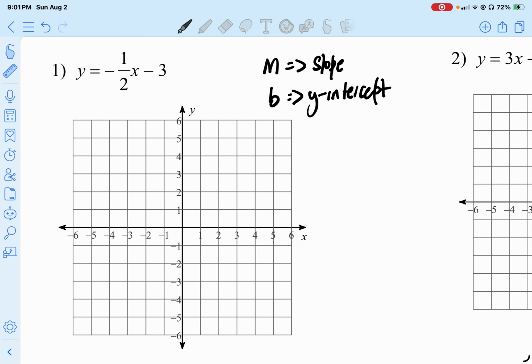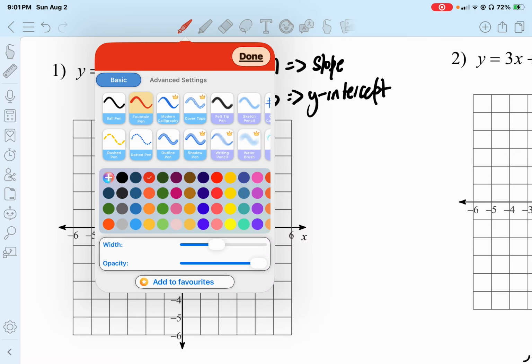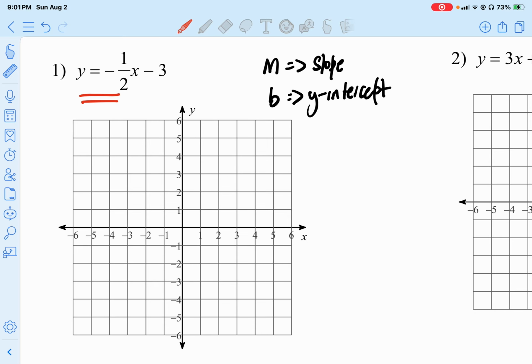Okay, let's begin. So I would say that my first step, let's look at question number one, is to identify these two things. So for number one, remember your slope is the coefficient of the x term once we know that it is in slope-intercept form. So our slope here is negative 1/2. We can see that, okay? Then our y-intercept b is negative 3.